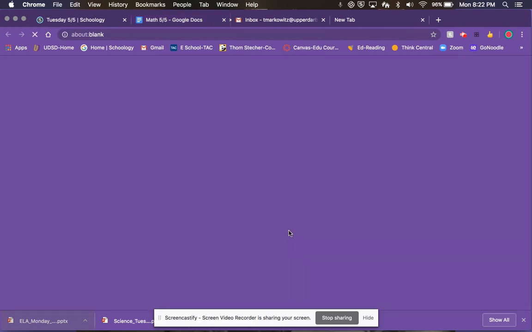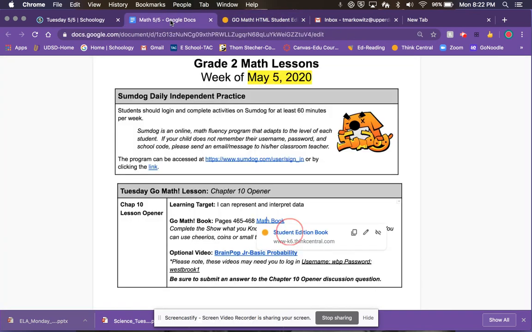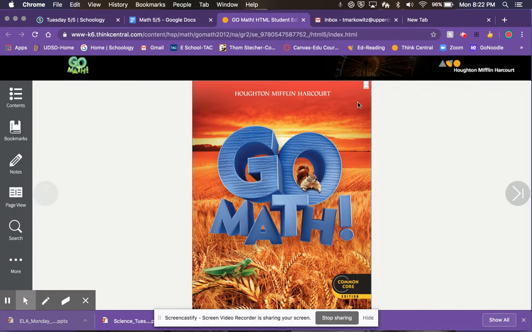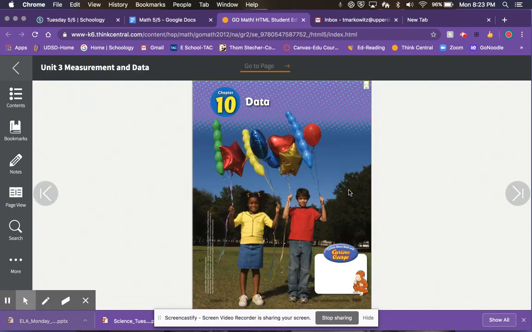So I'll show you this here. This is the beginning of the chapter. I want to click here and go back. I want to start on 465. So when I get into this book, go to page and I type 465. Enter. Here's the beginning. You can listen to the Curious George about math with Curious George. Look at the different kinds of balloons. What are some ways you can sort these balloons? Think about that question.